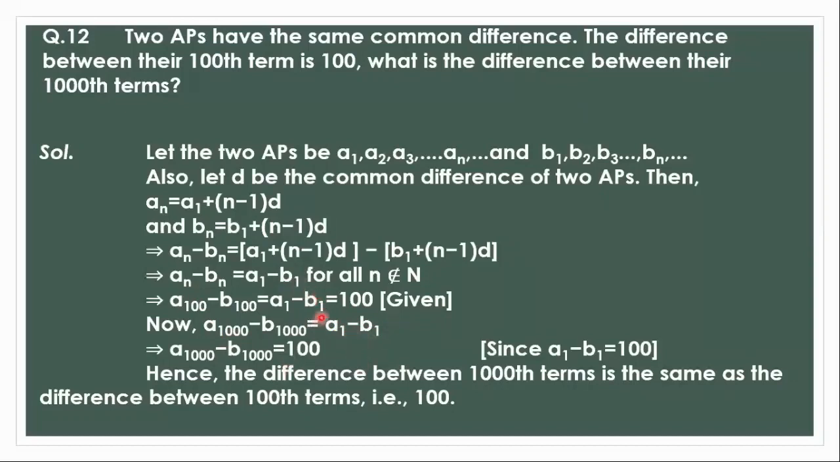So if you take the difference, the same value we are getting is 100. Therefore, the difference between the 1000th terms is the same as the difference between the 100th terms. That is 100. Anyone have doubt in this? No, ma'am. Shall we move on to the 13th question? Yes, ma'am.